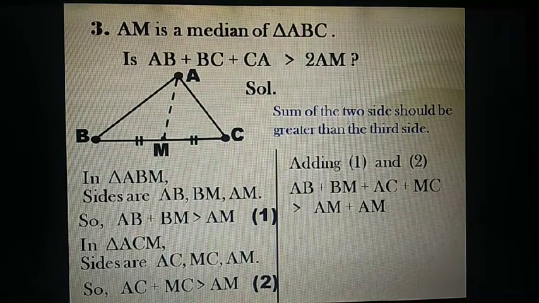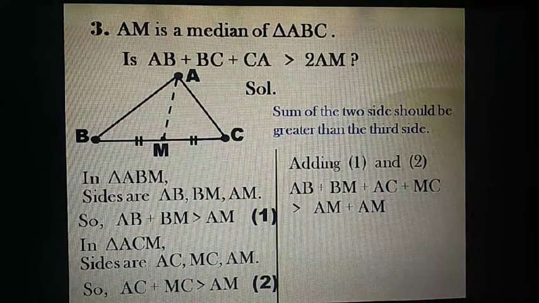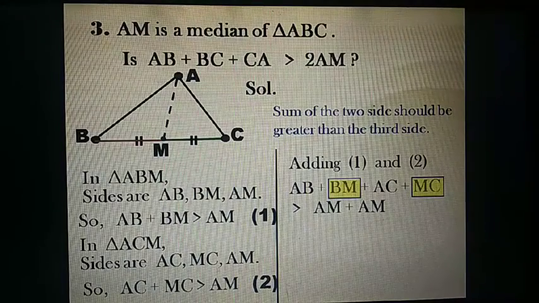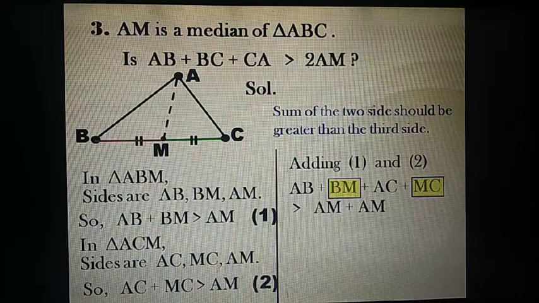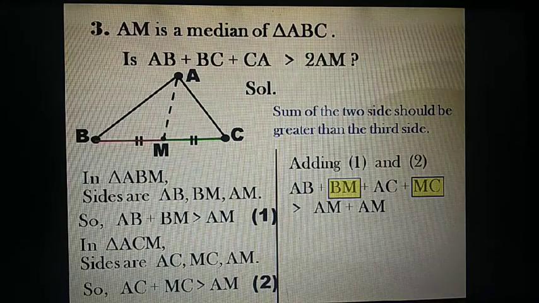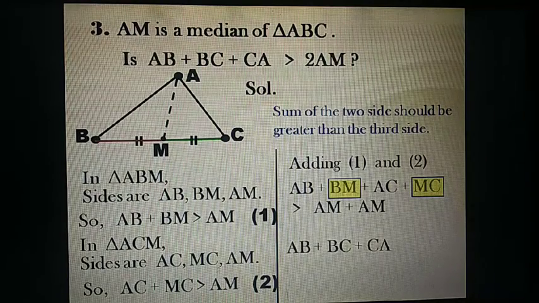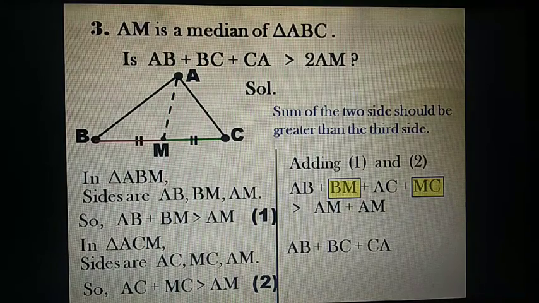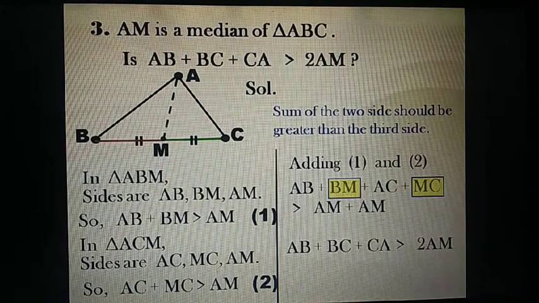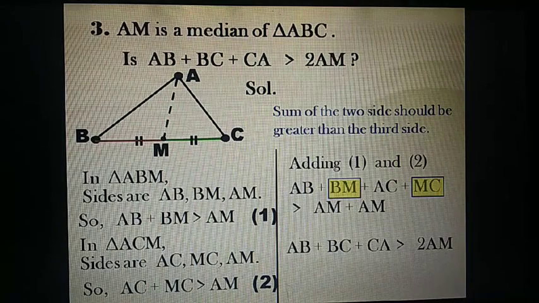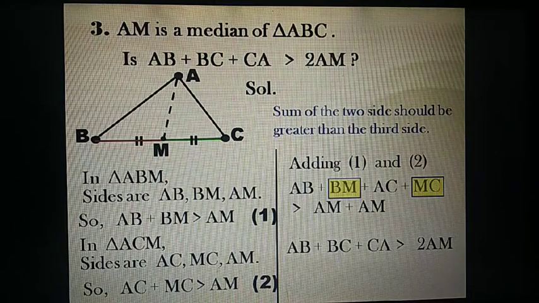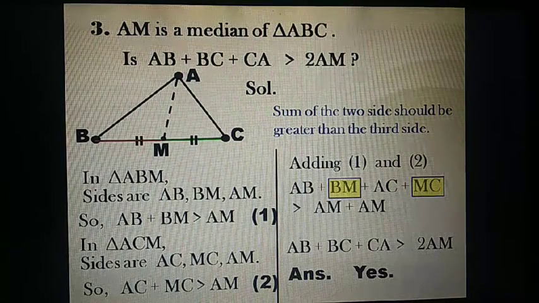So first you will add all the left hand side terms, then you will add the right hand side. Now here in the left hand side you can see BM and MC are given. As per the figure, BM and MC will finally make BC. So we will replace these two by BC here, and on the right hand side AM plus AM will give you 2AM. Now this is verified, so your final statement will be yes.